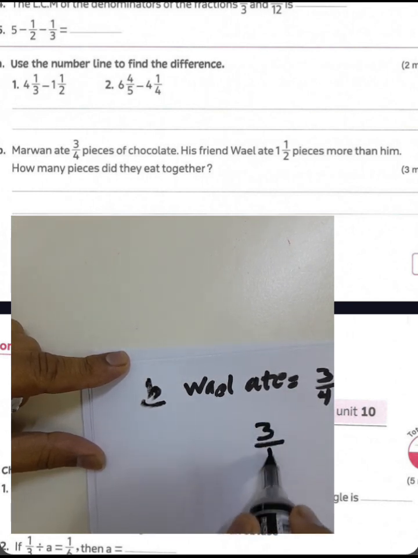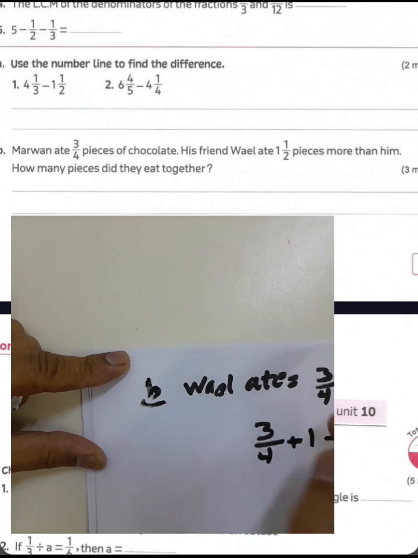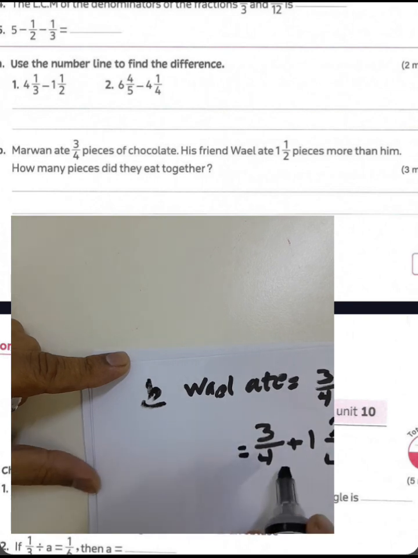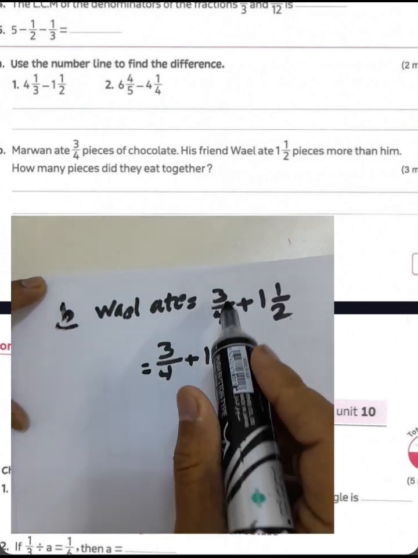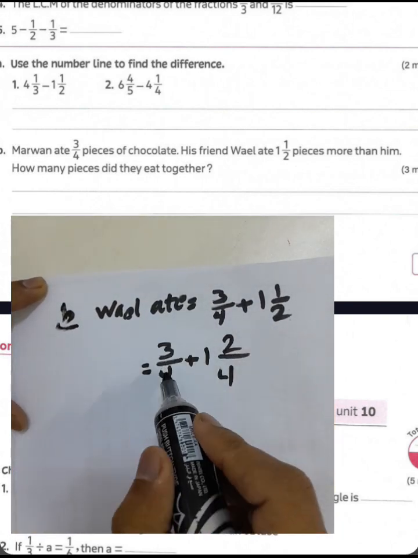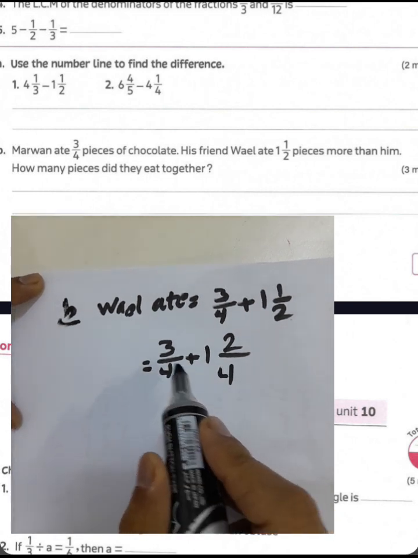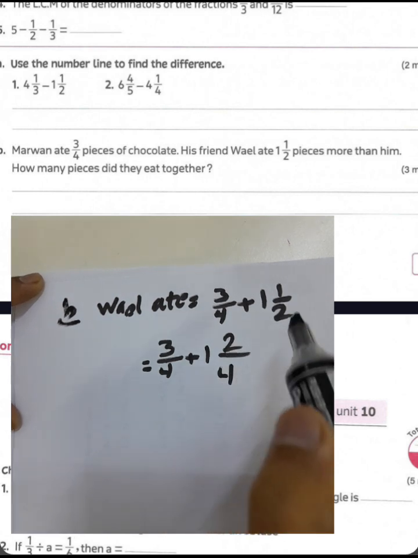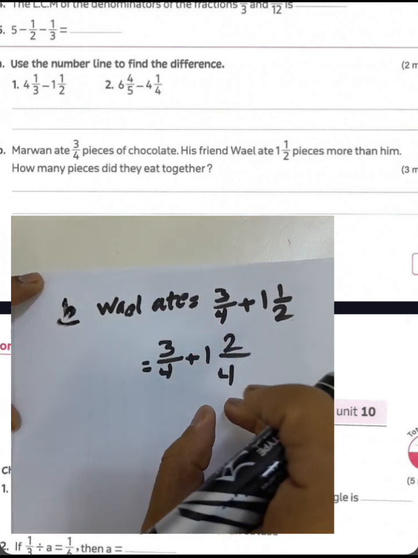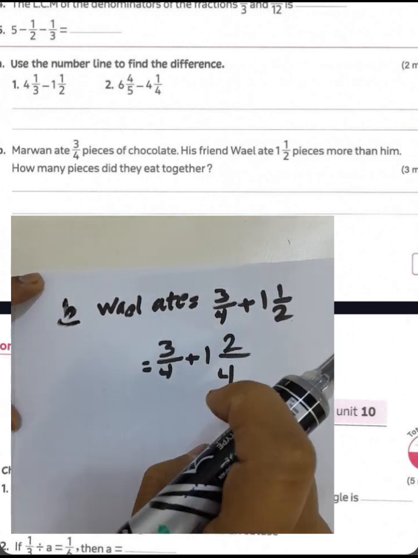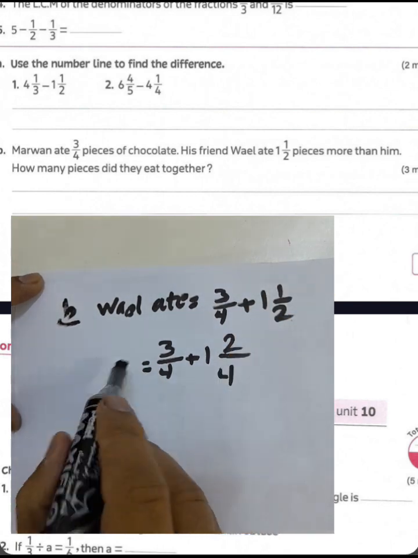Write 3 over 4 plus, write the least common multiple between 2 and 4, it will be 4. 2 times 2 equals 4, 2 times 1 equals 2. And then you can add them again. 3 over 4 plus 1 and 1 over 2. Write 3 over 4 here, plus 1 and 2 over 4, because the least common multiple between them equals 4. Write 4 here. 2 times 2 equals 4, 2 times 1 equals 2. And then you can add them.